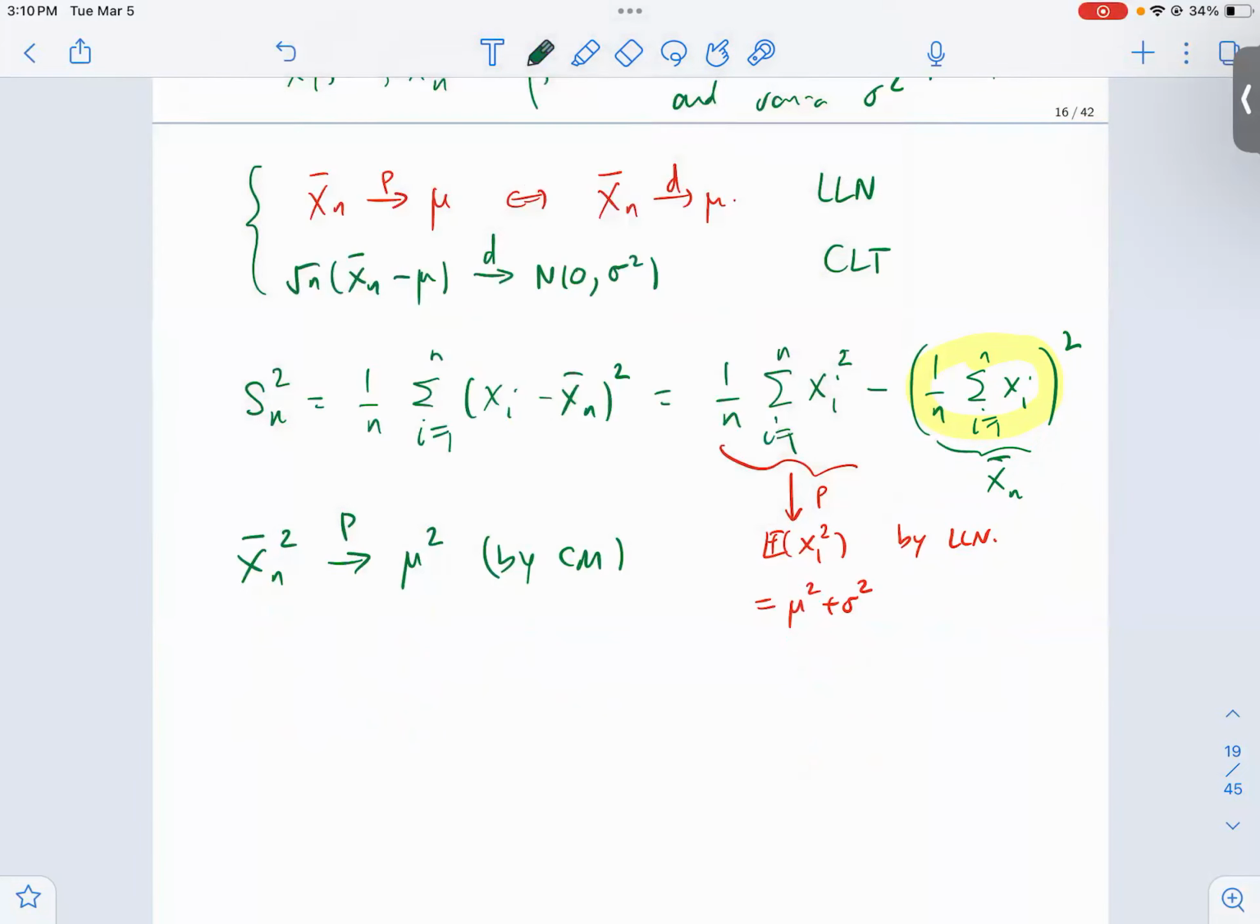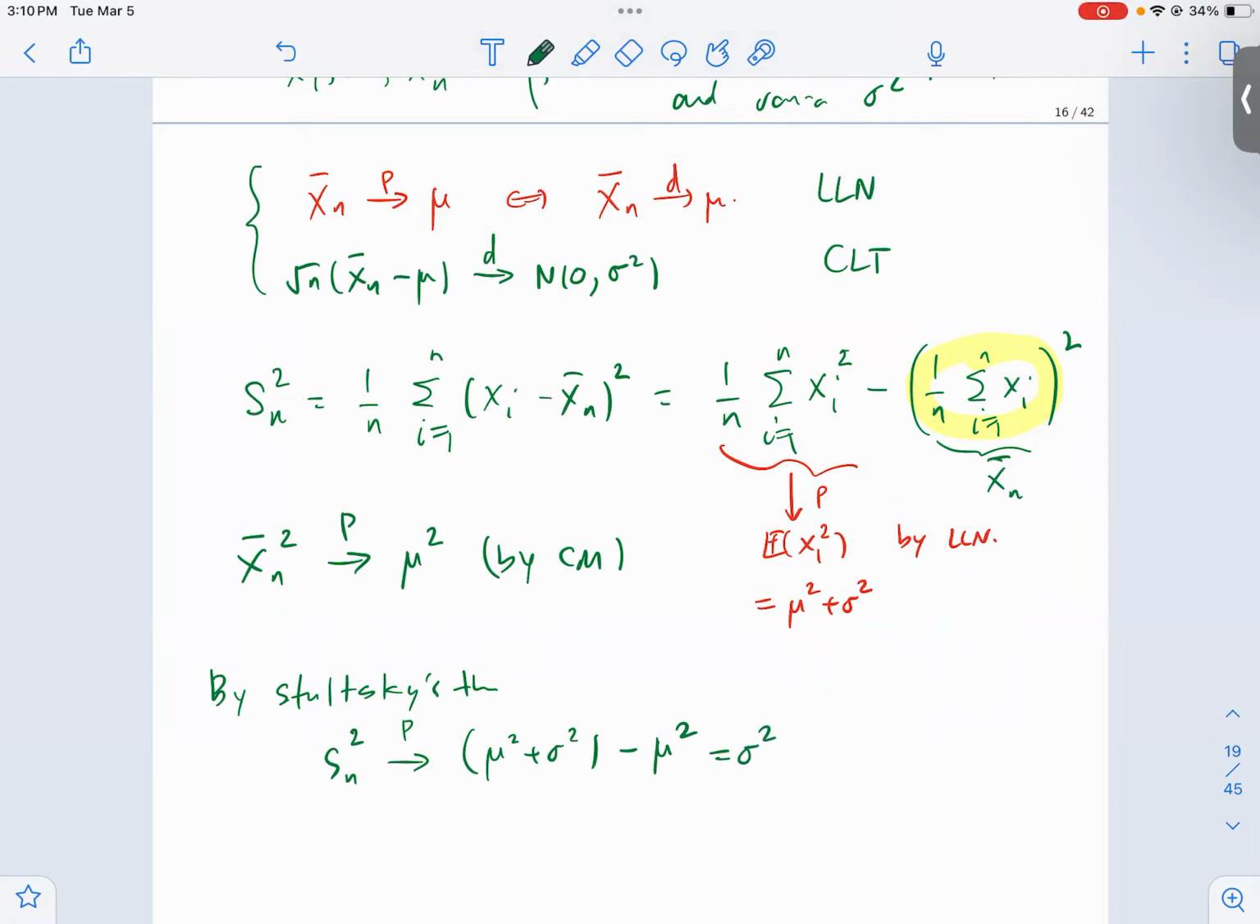Using the Slutsky, this converges in probability/distribution to something, and this converges to something. So the difference converges to the difference. So by Slutsky's theorem, we know that this is going to converge in probability/distribution to mu squared plus sigma squared minus mu squared. The limit of this minus the limit, which is sigma squared.